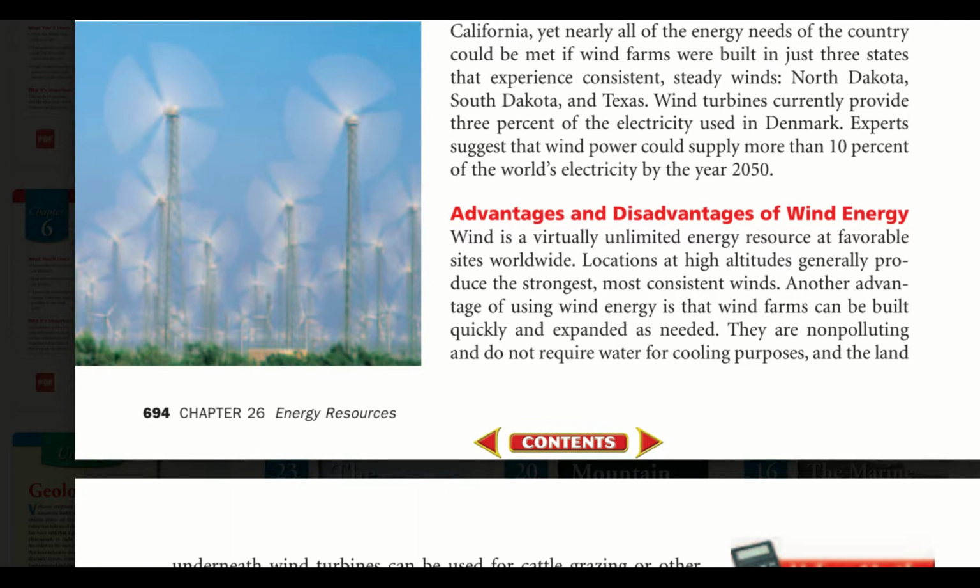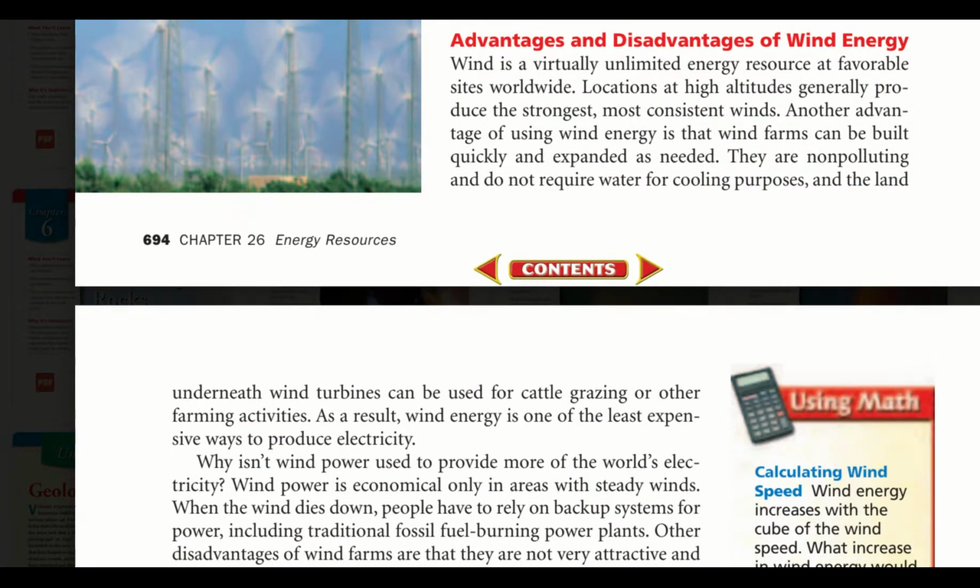Wind turbines currently provide 3% of the electricity used in Denmark. Experts suggest that wind power could supply more than 10% of the world's electricity by the year 2050. Advantages and disadvantages of wind energy. Wind is a virtually unlimited energy resource, with favorable sites worldwide. Locations at high altitudes generally produce the strongest, most consistent winds.